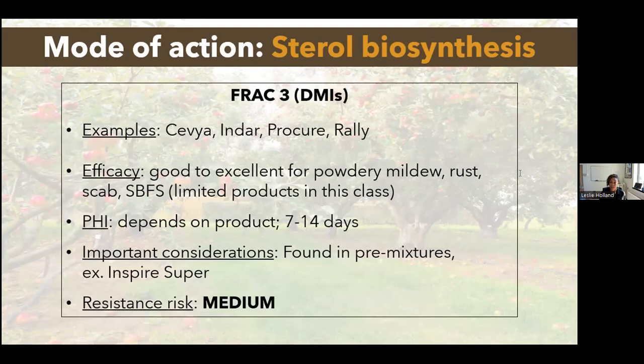So for a FRAC 3 or sterol biosynthesis inhibitors, we've got a couple examples there: Sevia, Indar, Procure, Rally. Efficacy tends to be pretty good to excellent, I would say, for many of these for powdery mildew, rust, scab, sooty blotch, and fly speck. Although there are limited products, I would say, in this FRAC 3 class, specifically either effective or registered for sooty blotch and fly speck. PHI, again, check out that label as it's going to vary per product. We do see FRAC 3 in numerous premixtures. An example of that would be Inspire Super, and these are considered medium risk for fungicide resistance development.